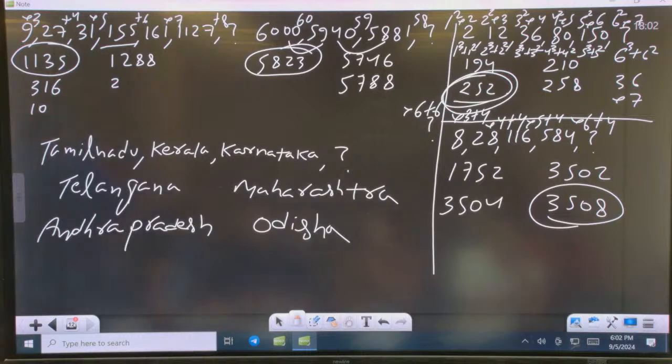According to the Indian map, Tamil Nadu is on the foothills. Then clockwise, Tamil Nadu, Kerala, Karnataka, then Maharashtra, then Gujarat, then Goa on the side. So the answer is Maharashtra, right? Reasoning means mental ability test.